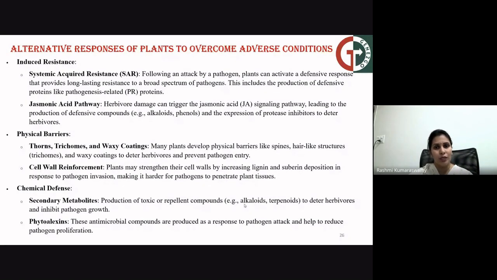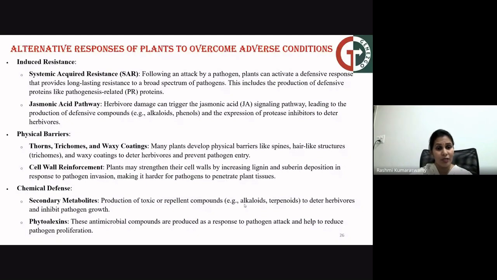Particularly when the plant is wounded by an insect or due to a pathogen, the plant will overcome it through systemic acquired resistance or through jasmonic acid pathways. And apart from these pathways, the plants have physical barriers, that is thorns, trichomes, and waxy layers. Mainly, as I told in the initial slides, waxy layers not only help in abiotic stress, they also help as a physical barrier, particularly during pathogen and insect attack.